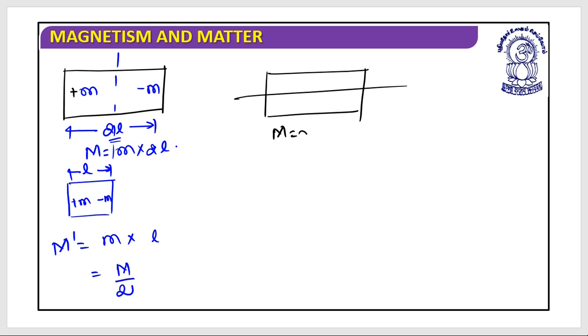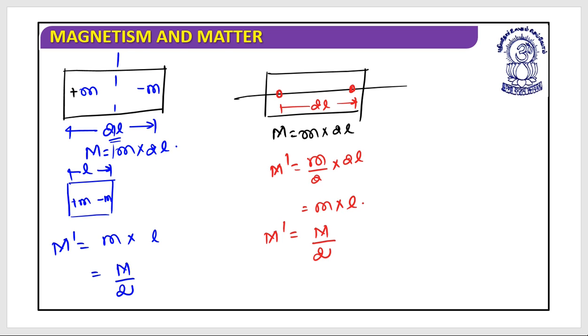The initial m was m into 2l. This was the 2l. Now any one of the parts has pole strength m by 2 multiplied by 2l. So that could be written as m into l, which is m dash equal to M by 2. I hope this is clear. Was it clear?